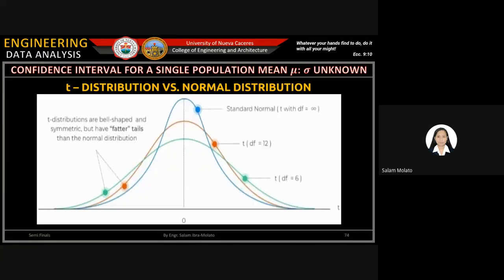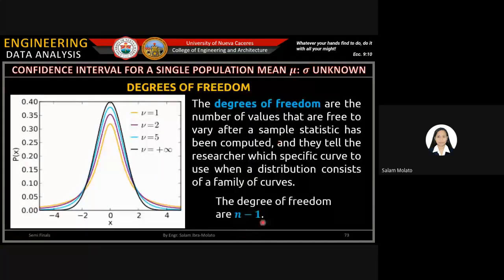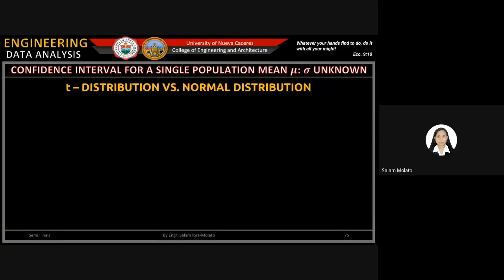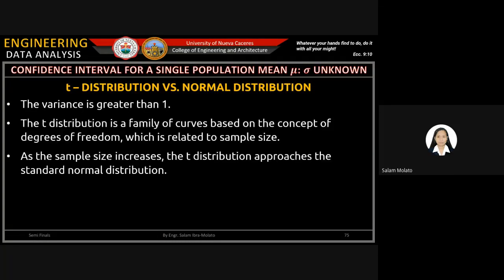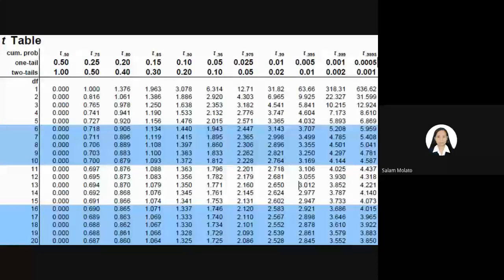So DF is when you are going to compute the degree of freedom, that is n minus 1, okay? That was the DF earlier. I forgot to recall it for you. So DF is the degree of freedom. When you see DF, that is the degree of freedom. So these are its values, and as you can see, you have here one tail and two tails.